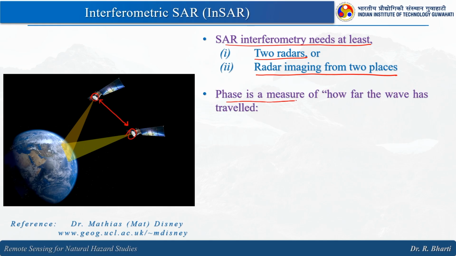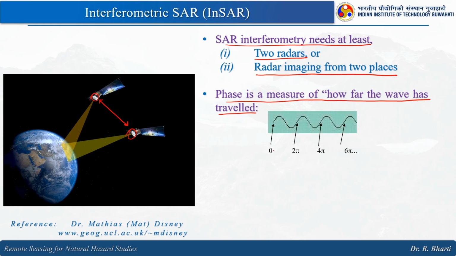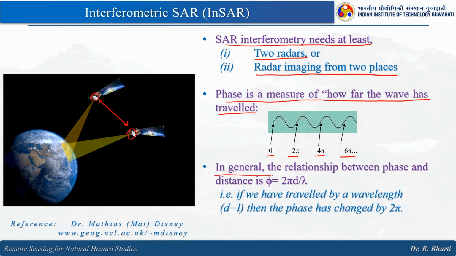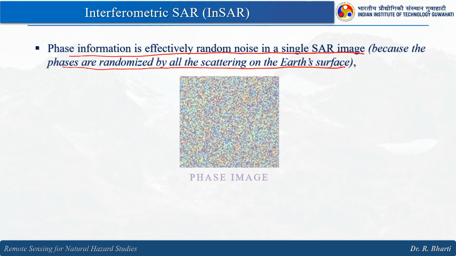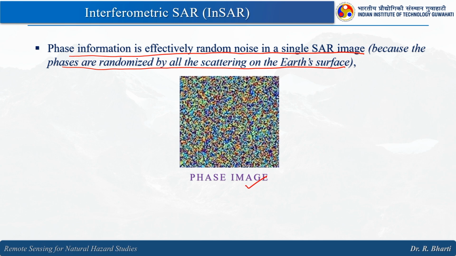The phase is a measure of how far the wave has traveled. So that will be identified like this: 0, 2 pi, 4 pi, 6 pi. In general, the relationship between phase and distance is this, right. If the wave has traveled by a wavelength, d equal to lambda, then the phase has changed by 2 pi, right. The phase information is effectively random noise in a single SAR image because the phase is randomized by all the scattering on the earth surface, right. So the phase image will be like this.